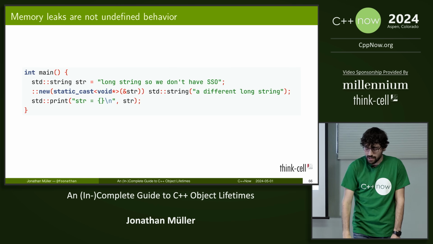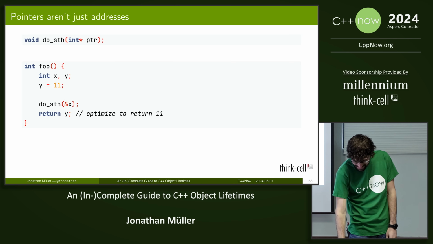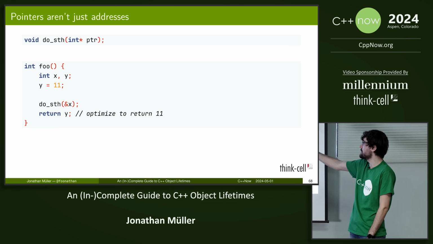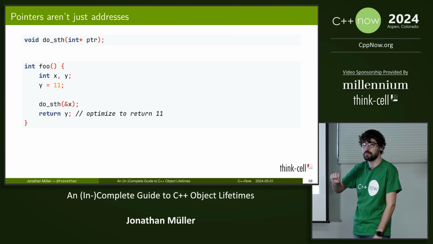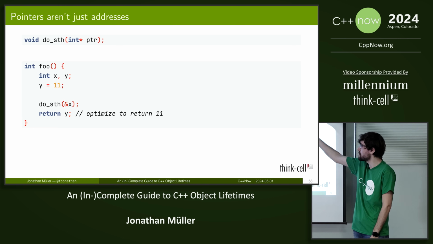Okay. So let's talk about provenance. I've got some code. I've got an x and a y. I set y to 11. I do something with the address of x. I return y. Right? The compiler optimizes that to return 11, because we don't touch y.